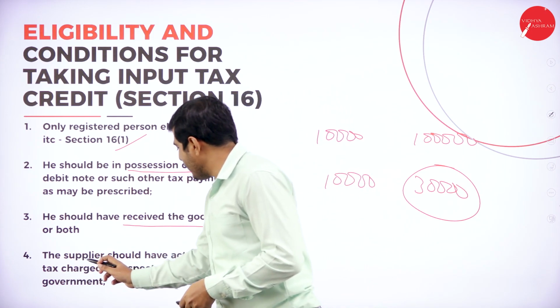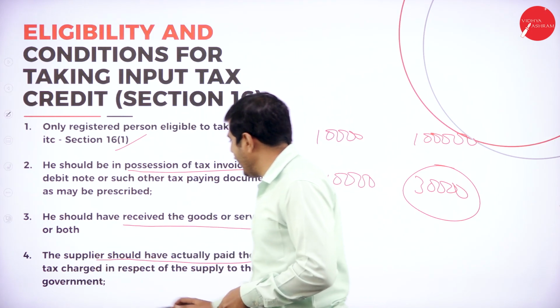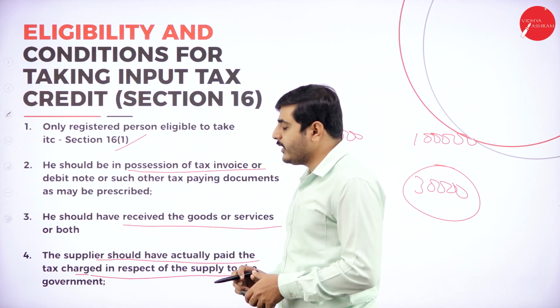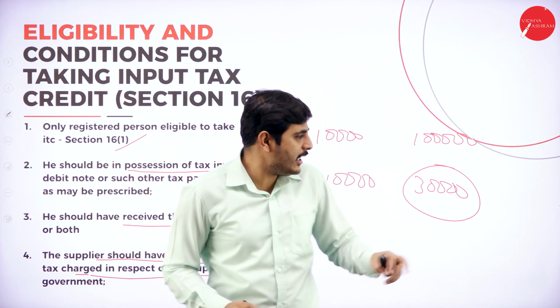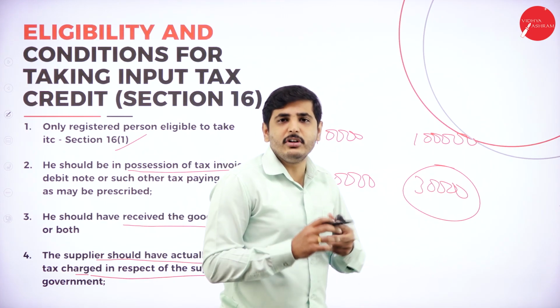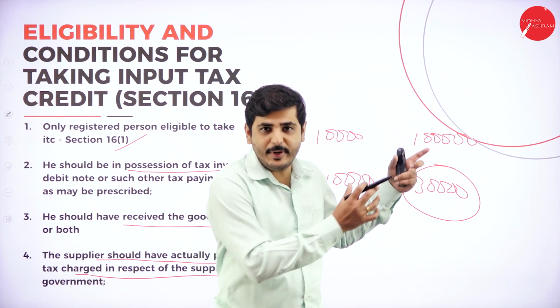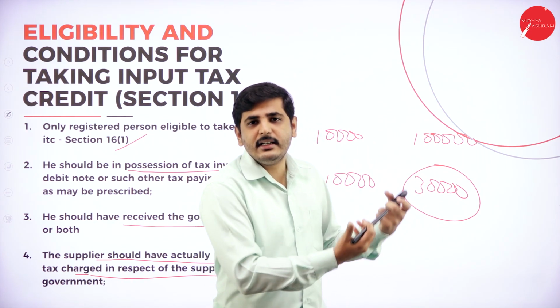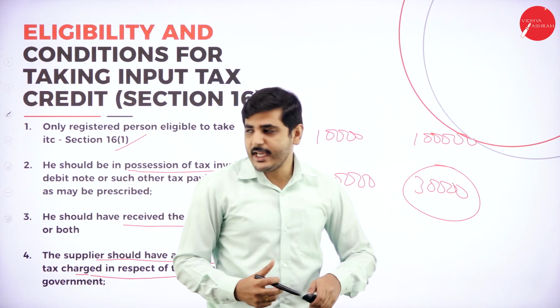Next point, the supplier should have actually paid the tax charged in respect of the supply to the government. So already we have to pay the tax. Already I have purchased the input to the extent of 30,000. For this amount we have to pay the tax. First we have to pay the tax to the government. After that I can deduct the tax from the output tax.